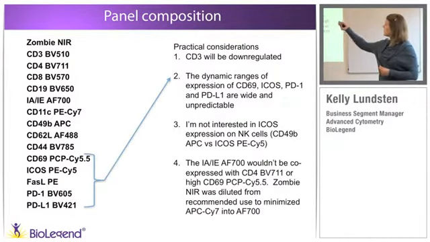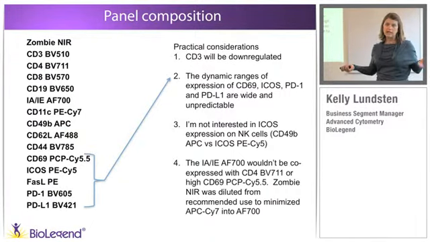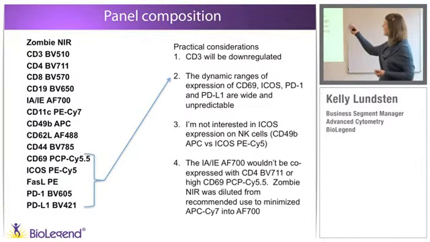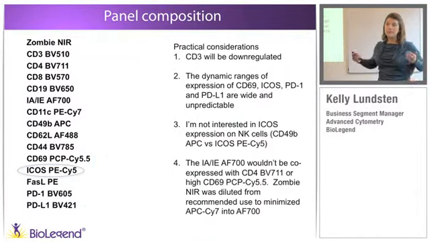I knew that the dynamic range of expression of CD69, ICOS, PD1, and PDL1 were going to be relatively unknown, and I needed to take that into account. I'm not necessarily interested in ICOS expression on NK cells because I've got to put PE-Cy5 someplace, and it's going to screw with my APC channel the most, so I'm going to ensure that those two things are not co-expressed.